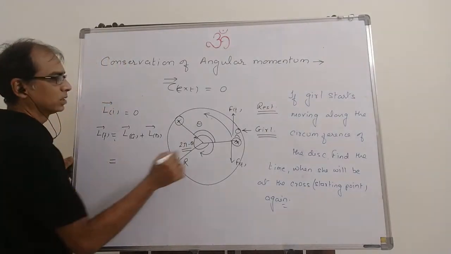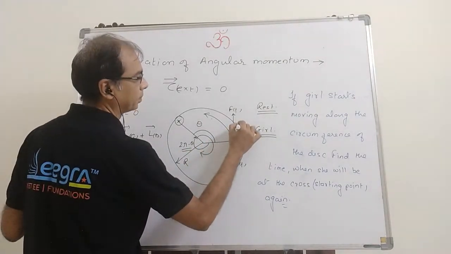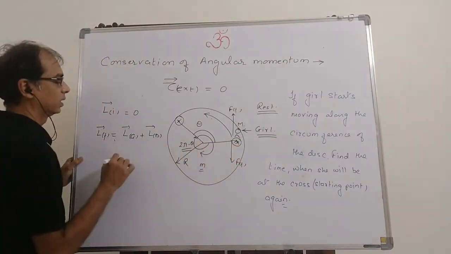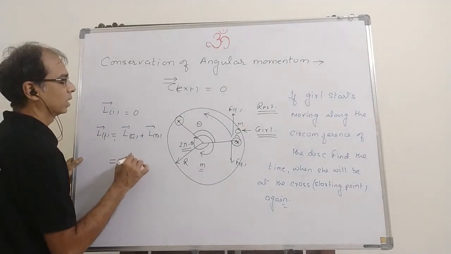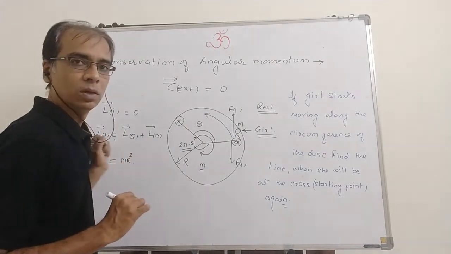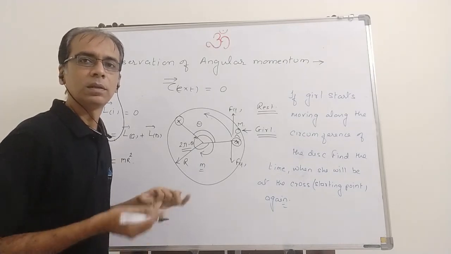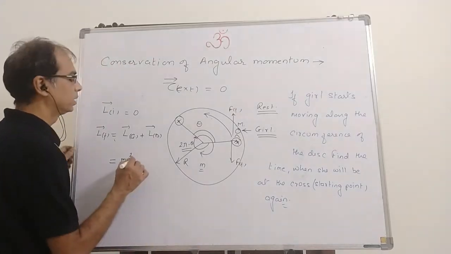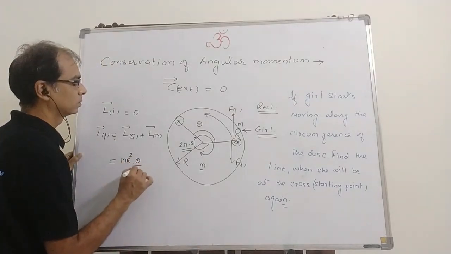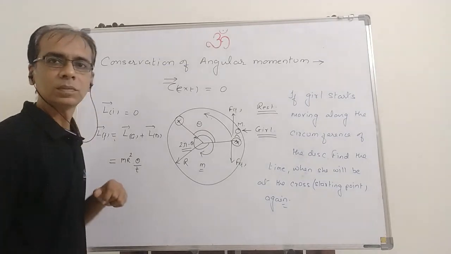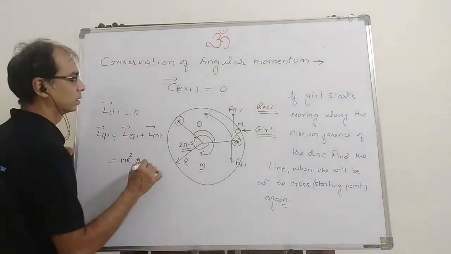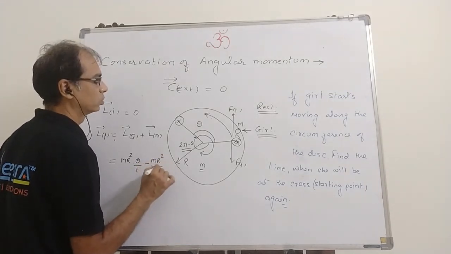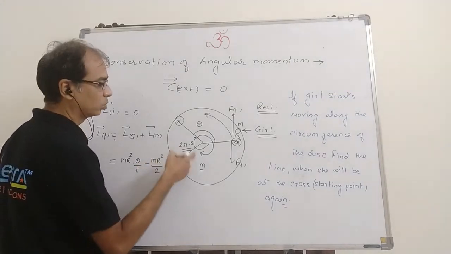If her mass is m, and the mass of the disk is different, we can say that it is m r squared times omega. And omega means, on average, the total angular displacement by time, so theta by t. Then for the disk, again I omega, so M r squared by 2, and its omega is 2 pi minus theta by t.